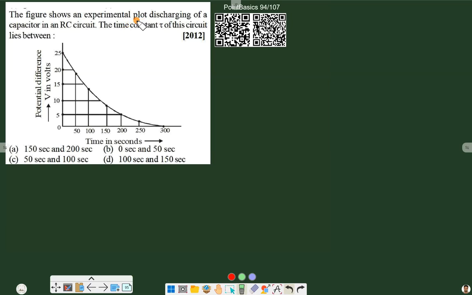Now we know that the charging of a capacitor is given by the equation that Q at any time t is Q₀(1 − e^(−t/RC)). This is the charging equation. And the discharging equation is Q = Q₀ e^(−t/RC). This is the discharging equation.